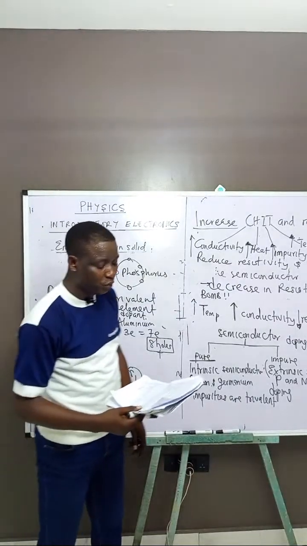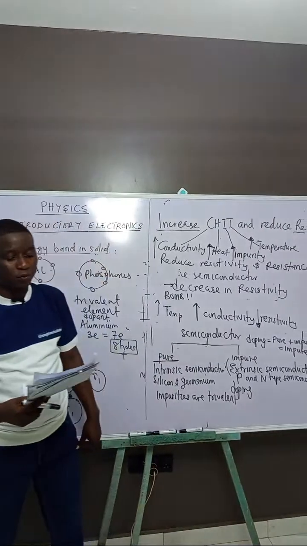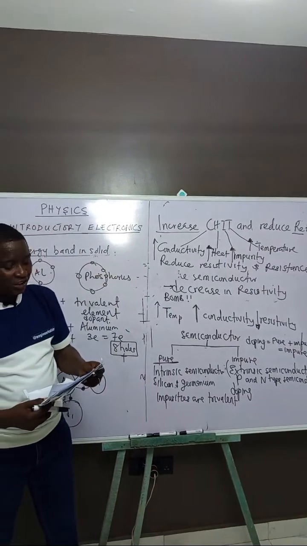Trivalent. Adding trivalent to a pure semiconductor will produce a p-type semiconductor, which is what? An extrinsic semiconductor.